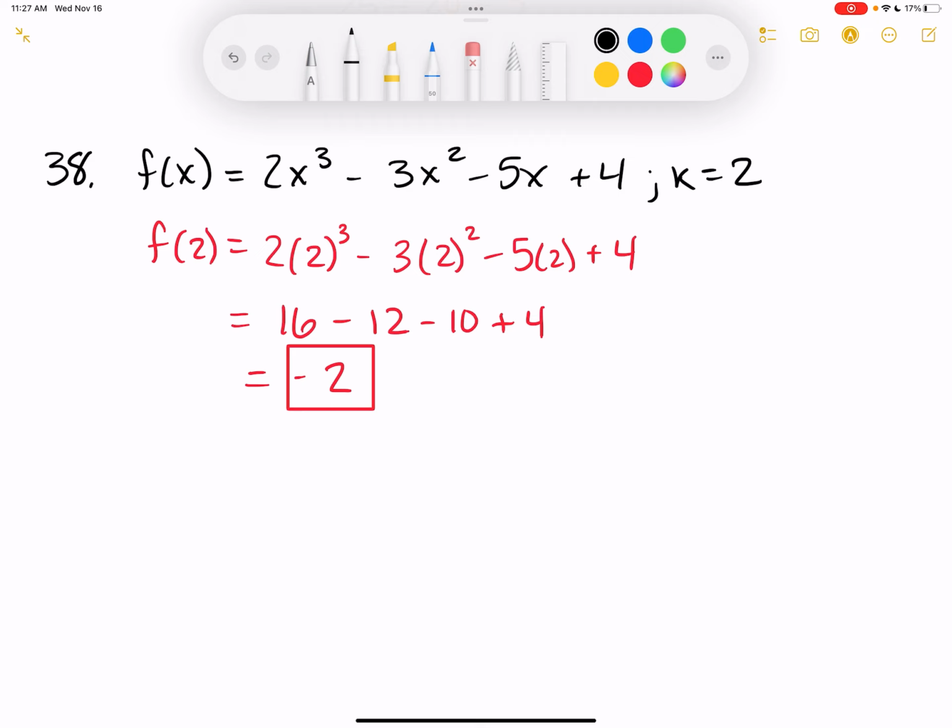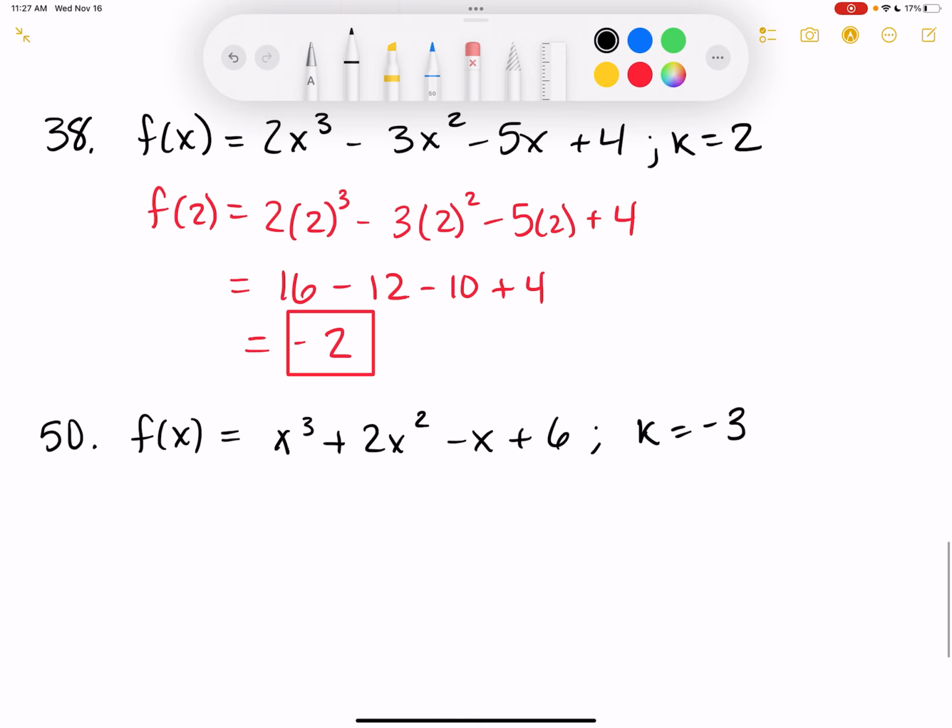So number 50, f of x equals x cubed plus 2x squared minus x plus 6, and k is equal to negative 3. Because it gives us the k value, we put that in the box. No terms are missing, so I just copy down the numbers: 1, 2, negative 1, and 6.